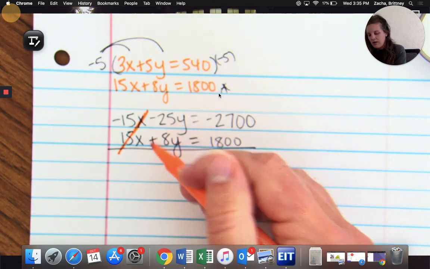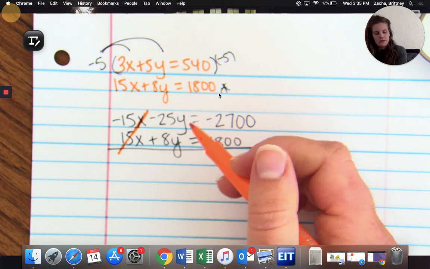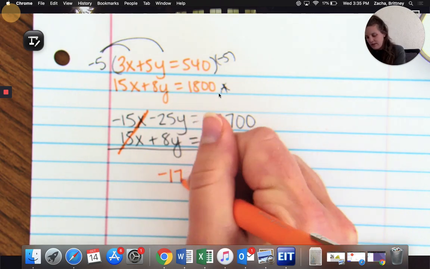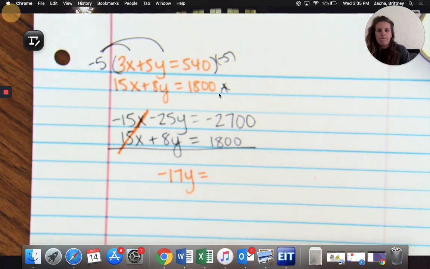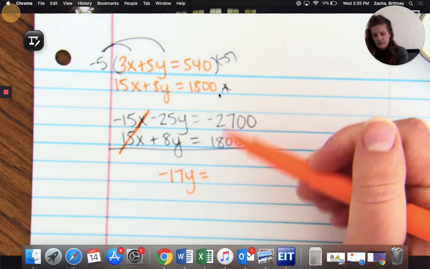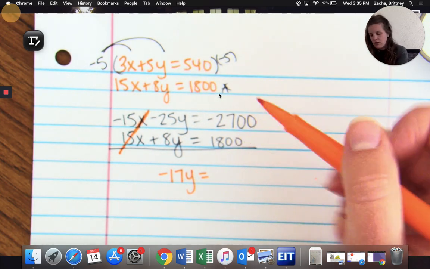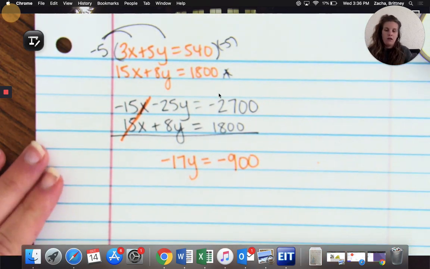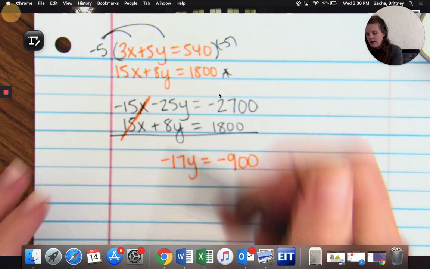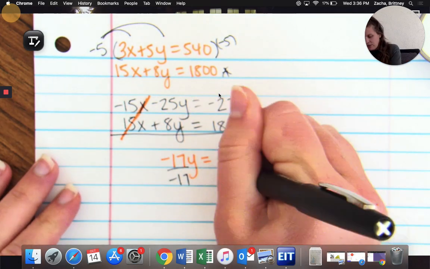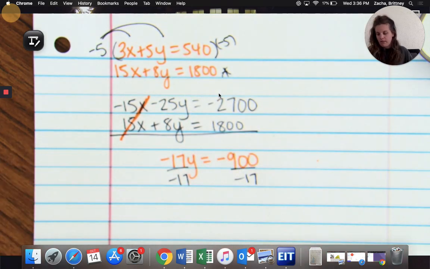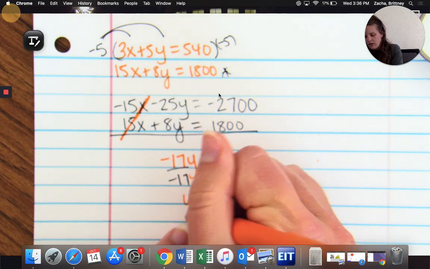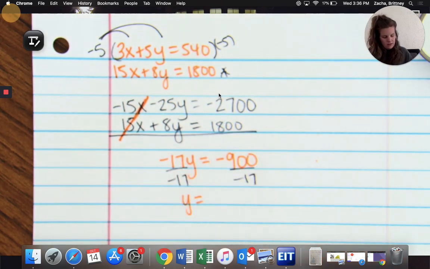So now let's combine these. -25y plus 8y is -17y. And then we're going to combine this. -2700 plus 1800 is -900. All right, so then obviously the last step would be to divide by -17. So y equals, and when you type that in, okay, you're going to get a lovely number.